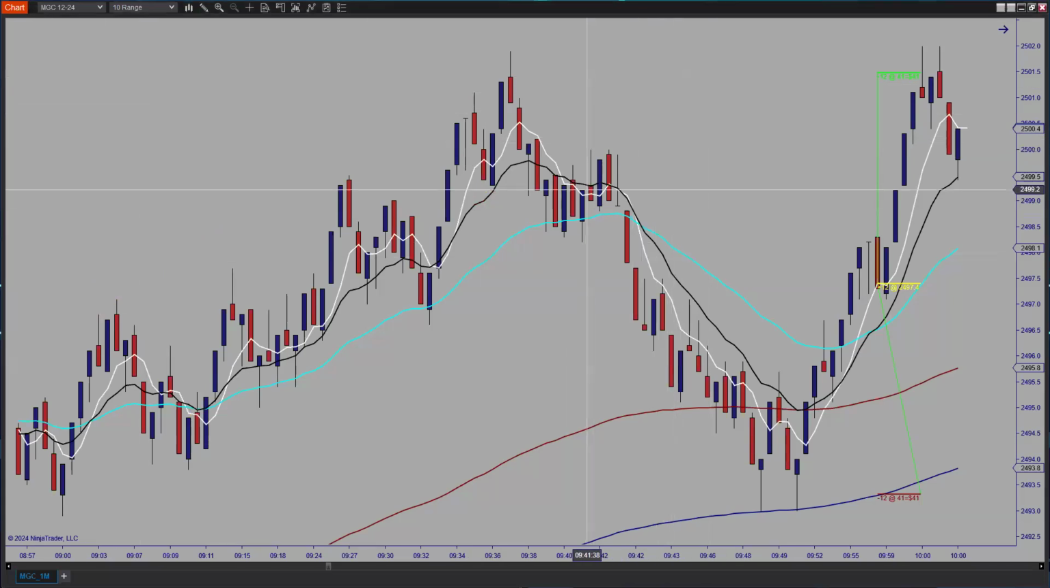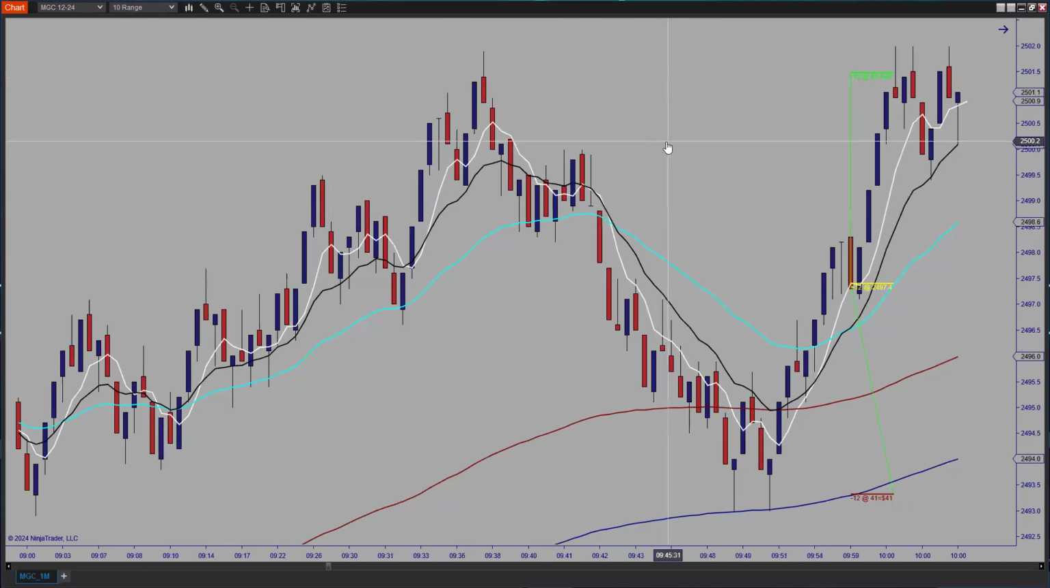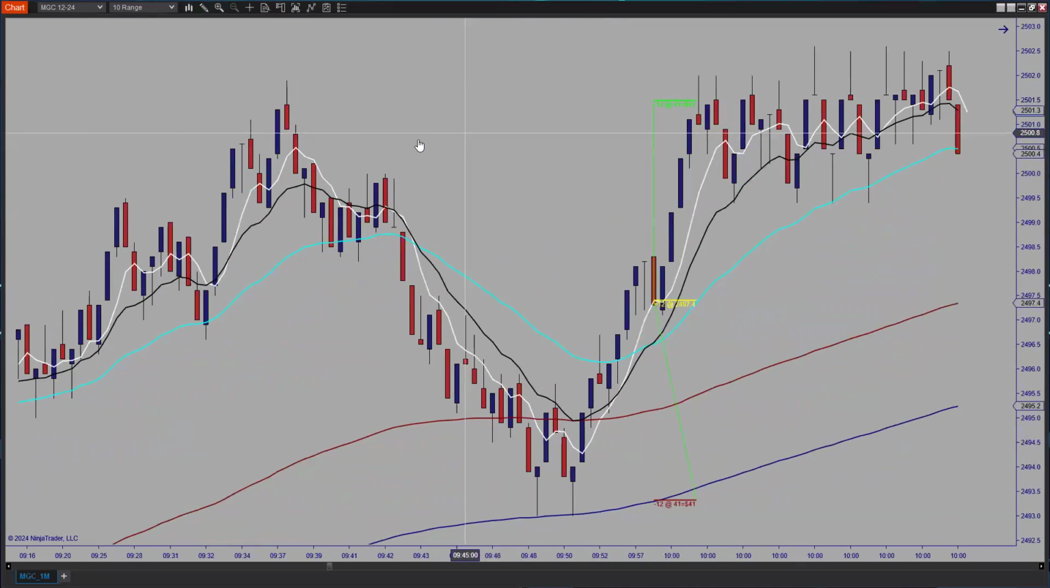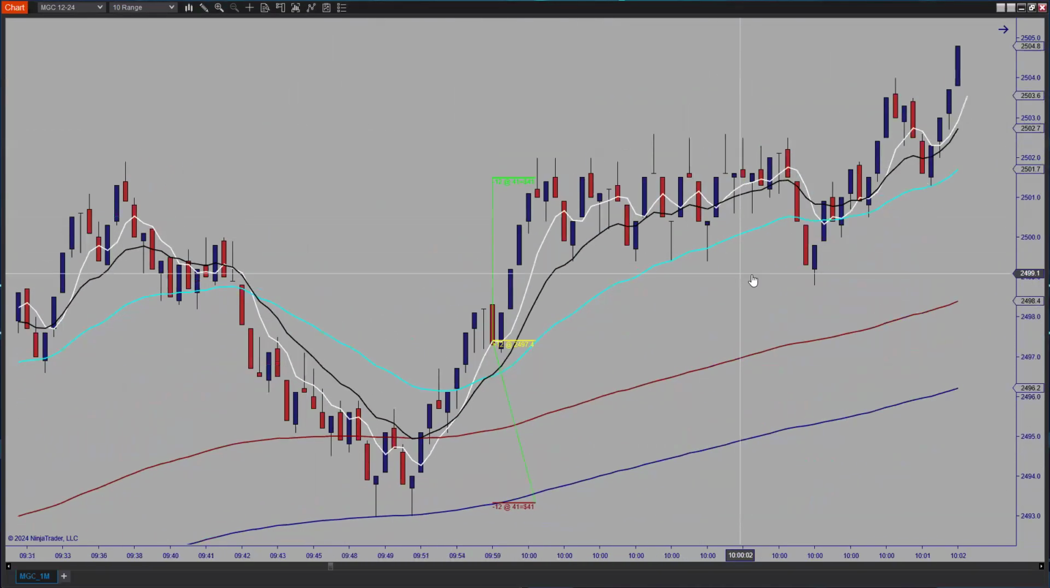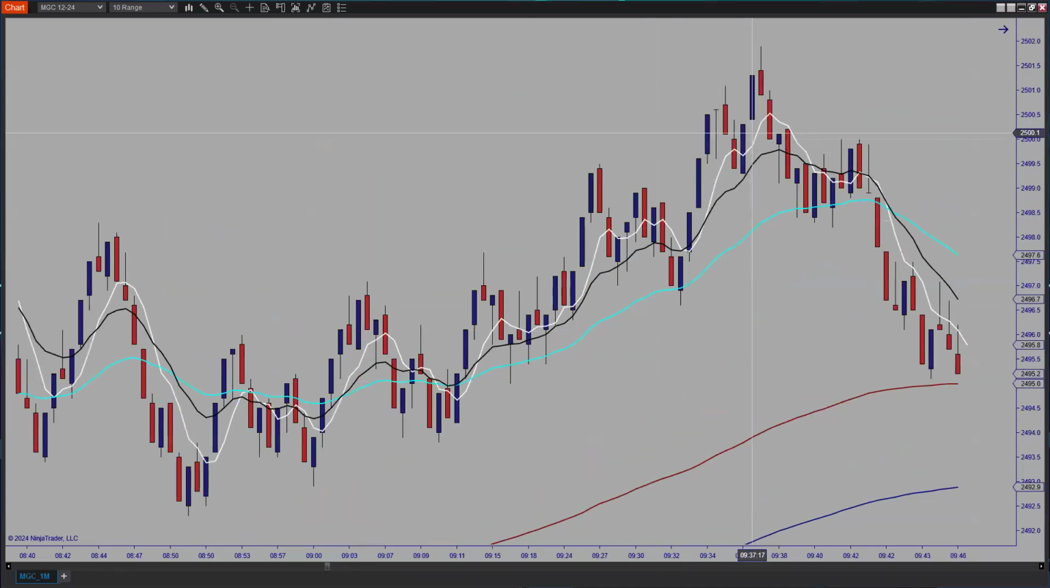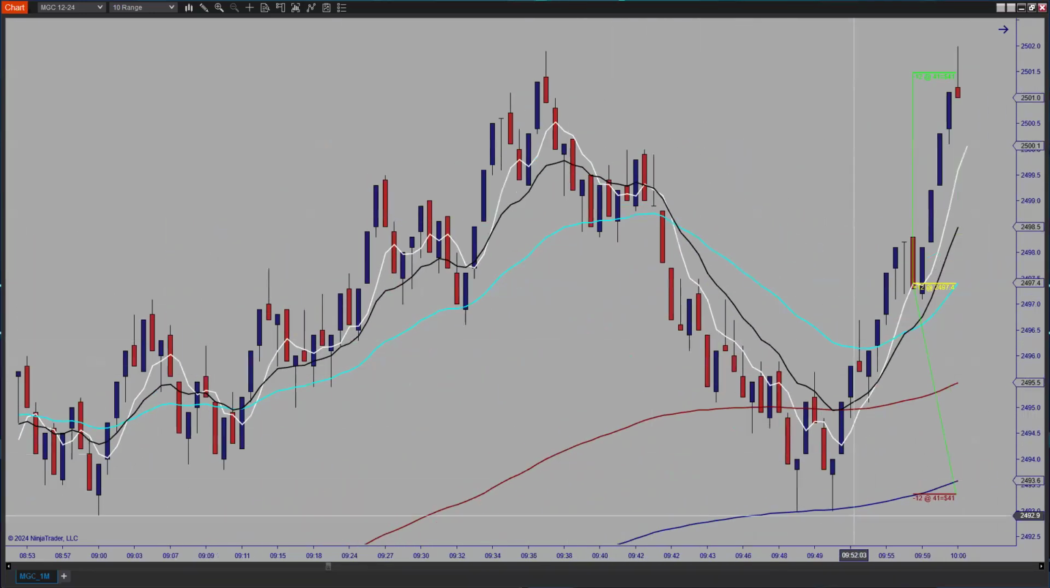So don't let that deter you if you see it cross under and then cross back up for a split second right here. And then, no, this is clean. They're going to touch sometimes. Market's got to get some room to move. So that's fine. The bottom line is, is it making higher highs? Yes. Did it come into the EMAs? Yes.